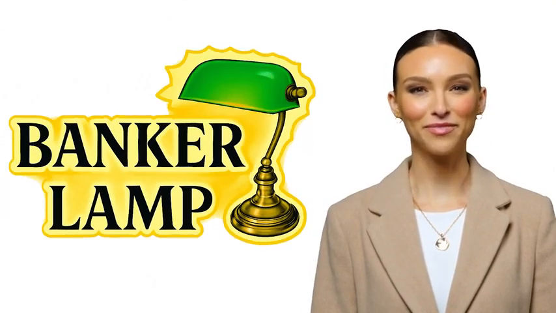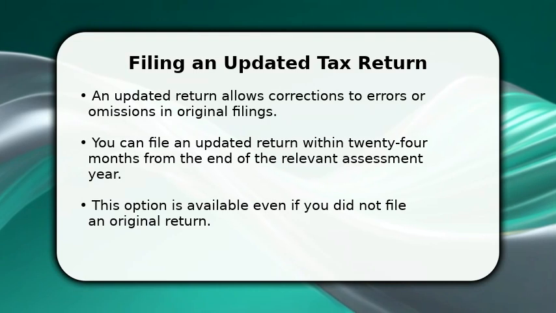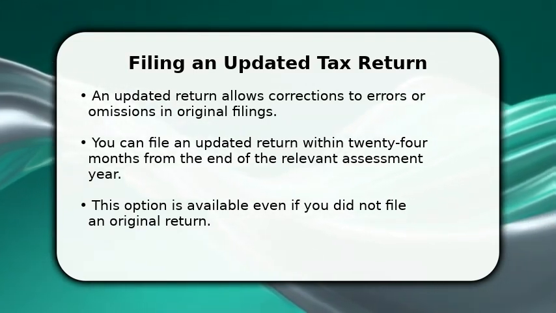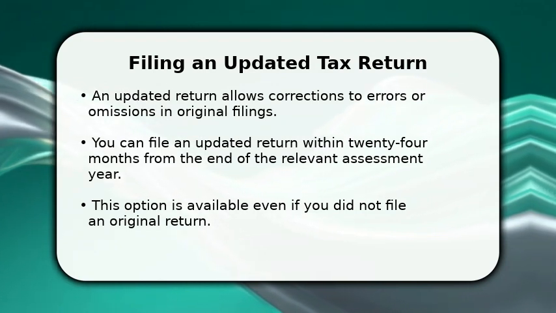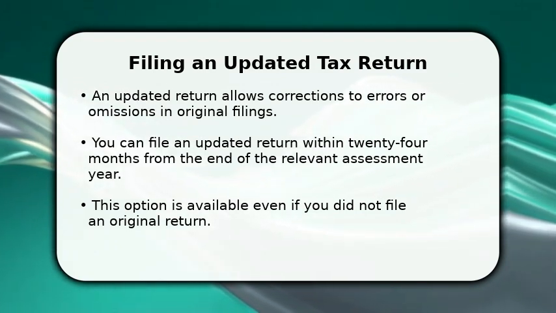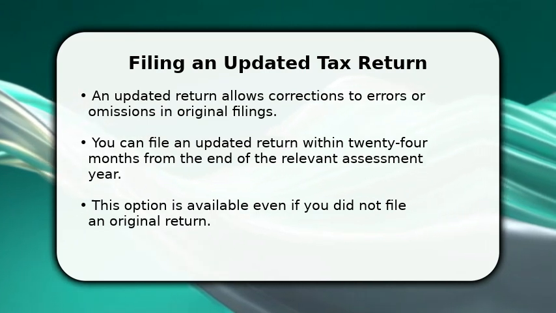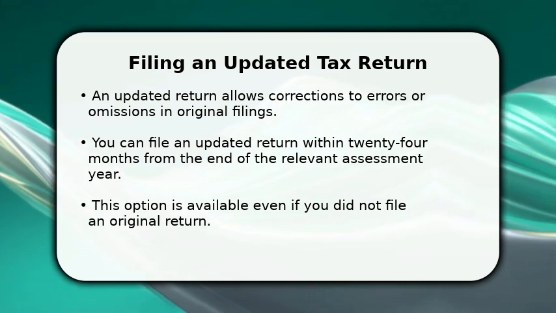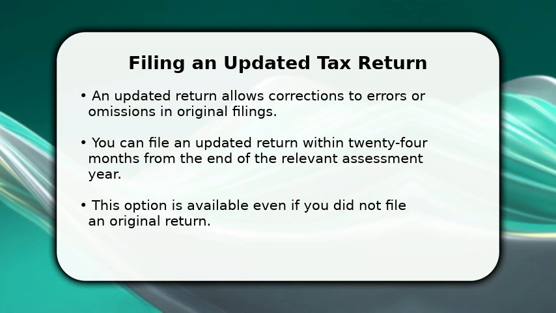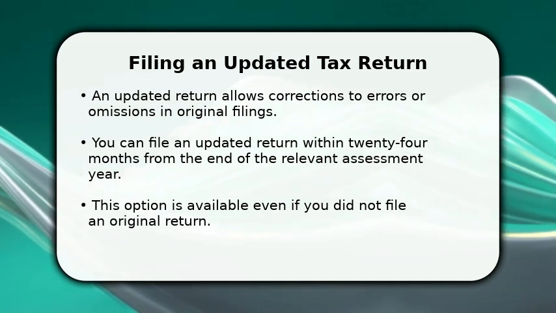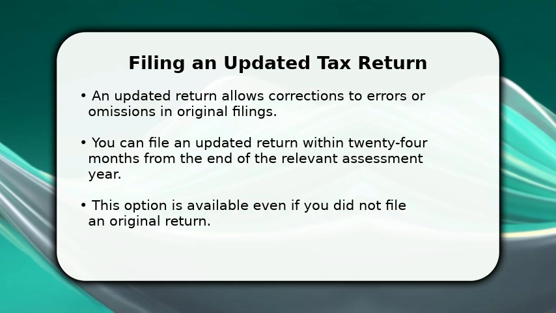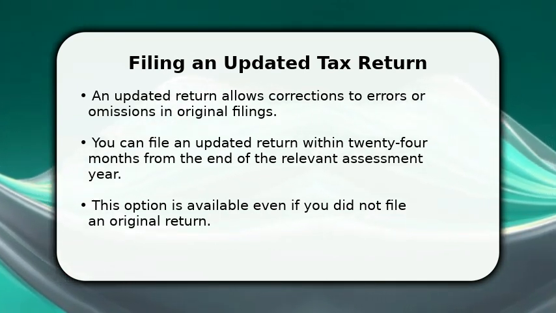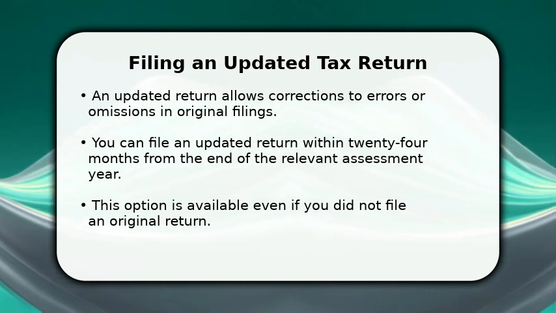Please enjoy the video. In this video, I will explain how to file an income tax updated return. First, understand that an updated return provides a chance to correct mistakes or omissions from your original tax filing. You have a window of 24 months from the end of the relevant assessment year to submit this. This is a valuable opportunity, even if you missed filing an original return. Remember, any additional tax and interest must be paid in full before you proceed with filing your updated return.